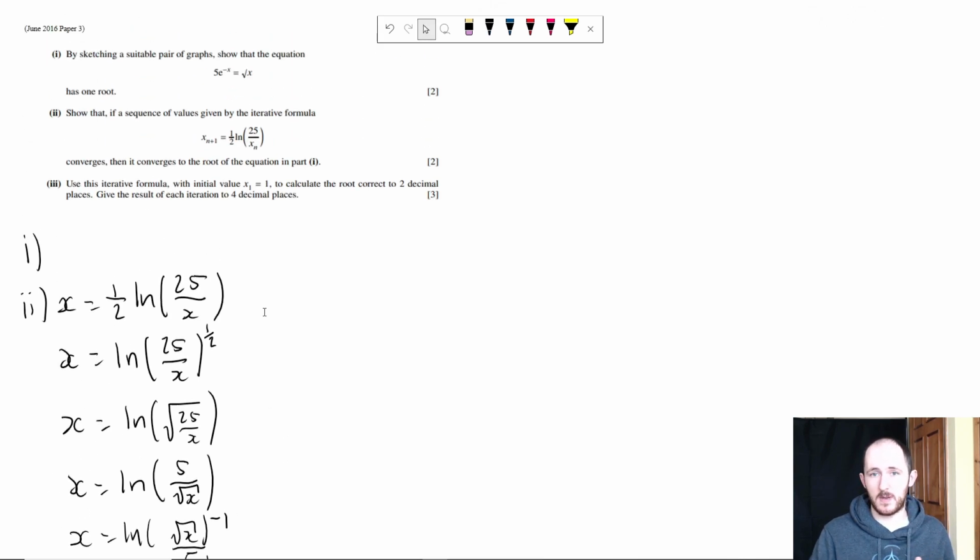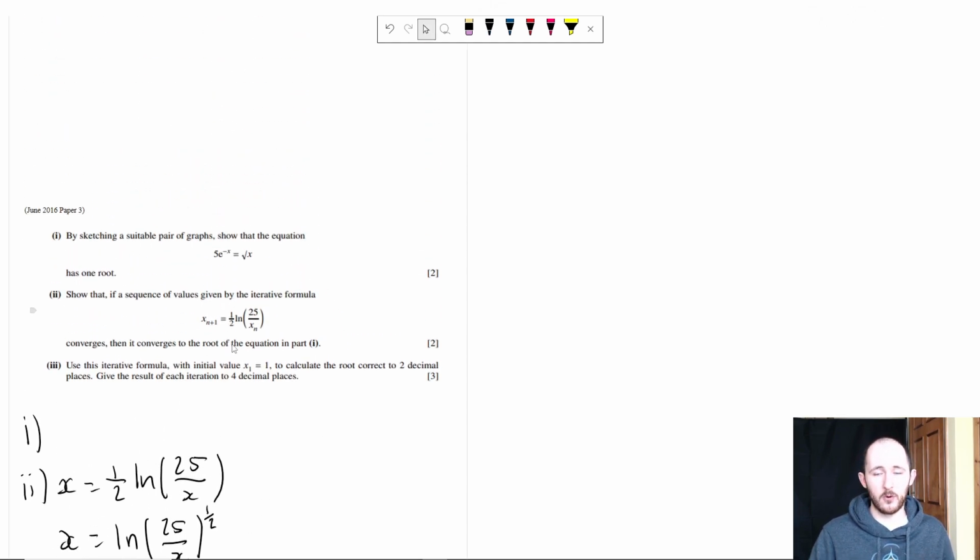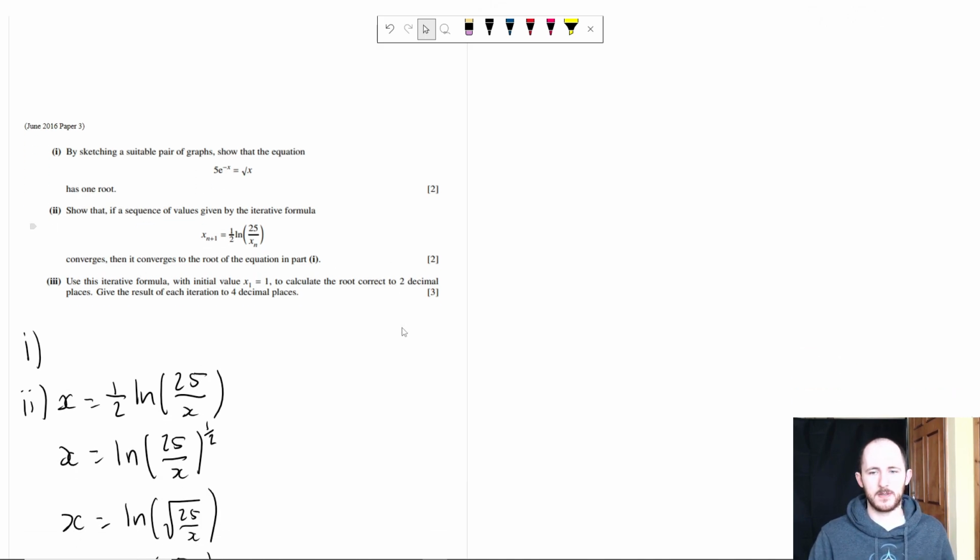Again, the reason why I need to do that is because if I look at the answer, there's an e to the minus x equals square root x over 5. And last but not least, we're going to times both sides by 5 to get 5 e to the minus x equals root x. So because we can change this iterative formula back into the original equation, it must be a converging sequence for solutions for this question.